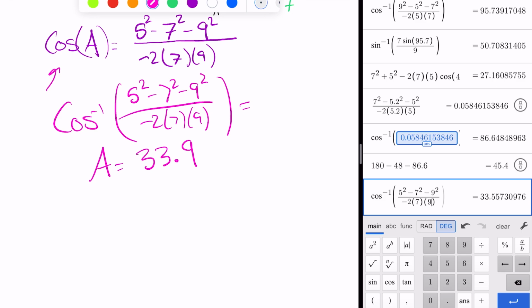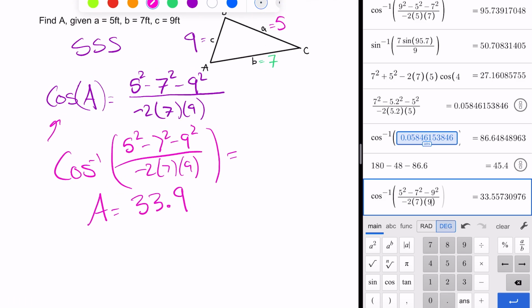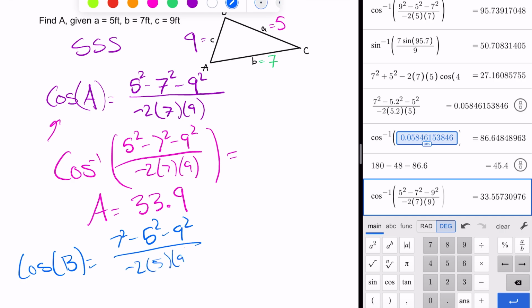Now, I can do the same thing for my next angle. This time I'm going to do angle B. So I've got cosine, and then I'm going to start with my side b. So I've got 7 squared minus my a squared, so 9 squared minus, oh, that's not it. That's 5 squared minus 9 squared over negative 2 times 5 times 9, which is my a side, 5, and my c side, 9.